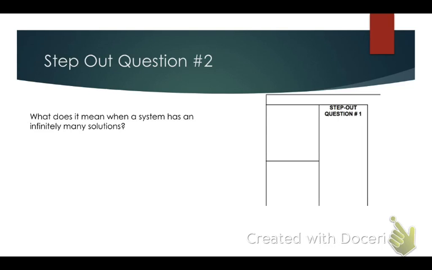Here's step out question number 2, and this is when I mentioned to think about folder 9 in your previous learning. What does it mean when a system has infinitely many solutions?